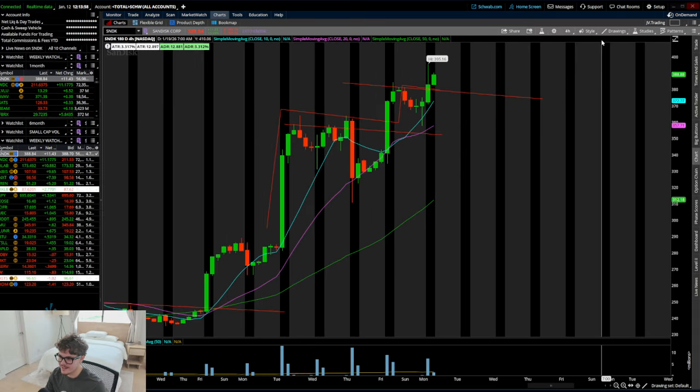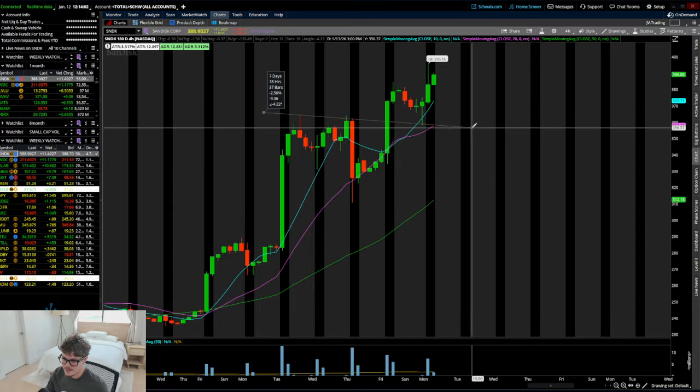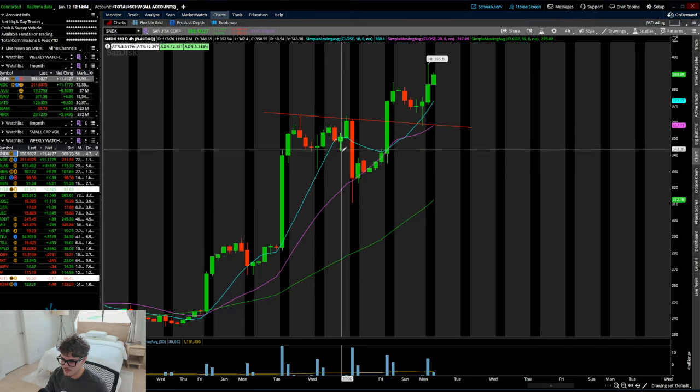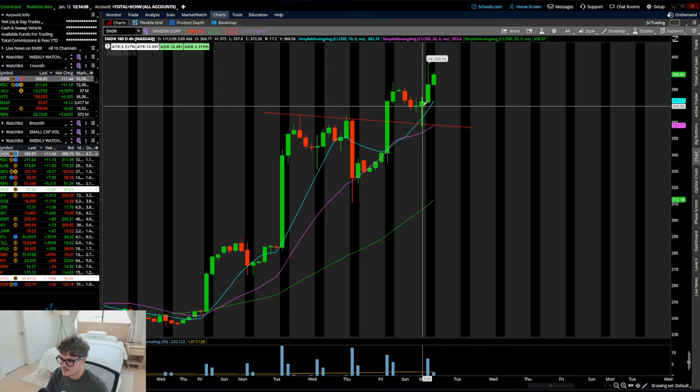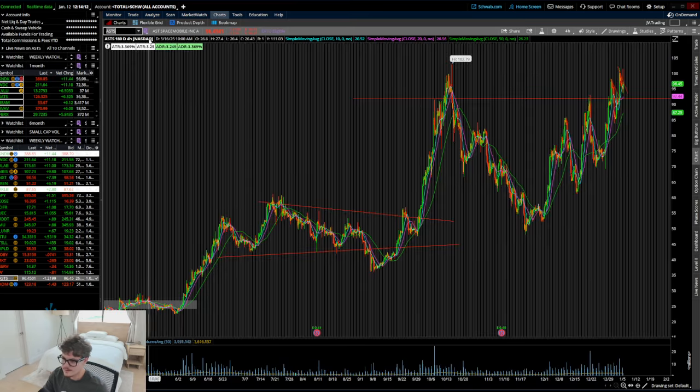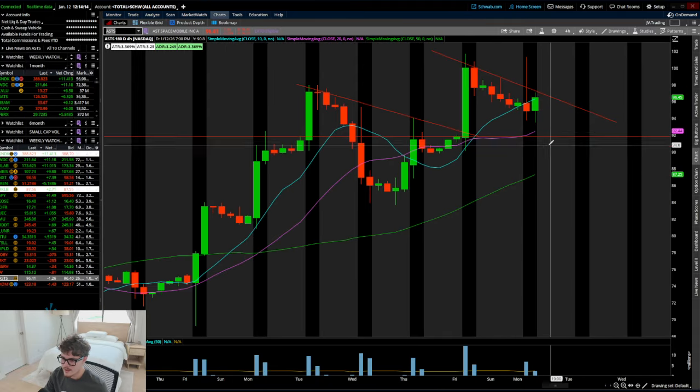SNDK, again, not a textbook setup whatsoever, but the theme was just amazing with the current news, and I missed the first entry. So boom, 4-hour setup, again, broke out, bought right as it broke out right here, sideways, and then now it's moving higher. SNDK, and then ASTS. This is where I bought it.